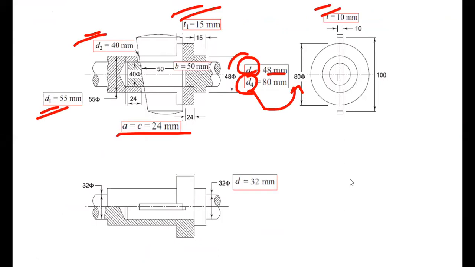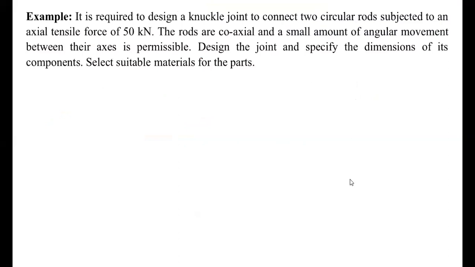Now we will complete the design of the knuckle joint in 10 minutes. Okay, so the knuckle joint is simple. In this knuckle joint, same, we have a load of 50 kilonewton. So tensile force again 50 kilonewton.